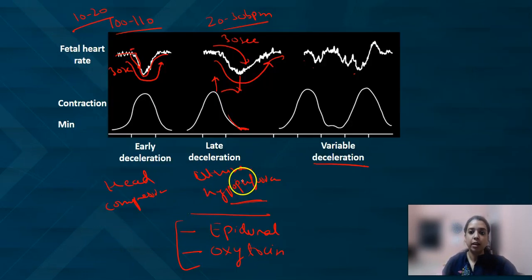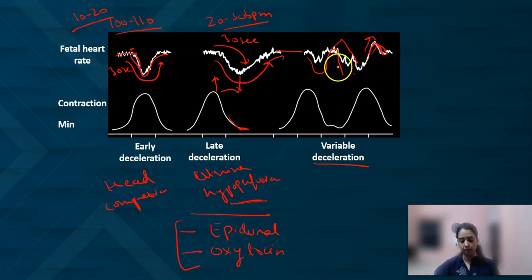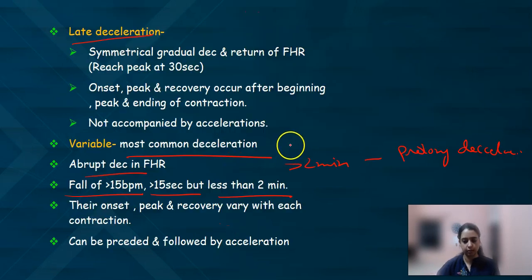Now they can be preceded and followed by acceleration. It can happen that it will fall and then acceleration will occur. But late deceleration is not followed by acceleration. It returns to the baseline, but acceleration does not happen. In variable deceleration, see, it returns to the baseline and acceleration happens. This is called shouldering. So shoulders form when it is preceded and ended by acceleration. That occurs in variable deceleration. That does not occur in late deceleration.